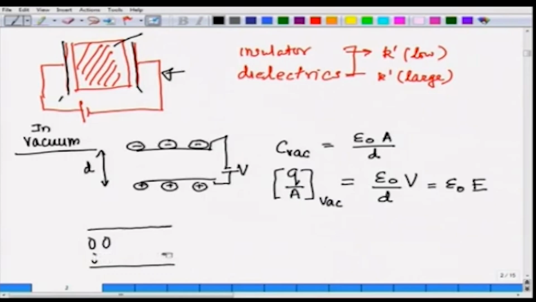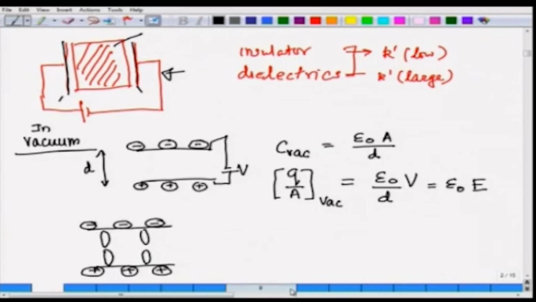Actually, let me be very clear. Let me draw it consistently. Let me draw these charges first. What I had in vacuum, I will add more to it. Now, what I am going to do is, I have inserted material and therefore, I am going to write something here like this, let us say. What has happened? I have bound charges.